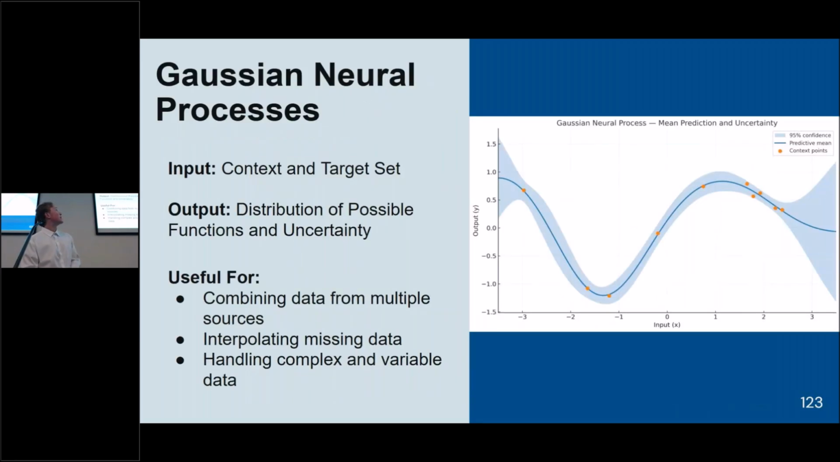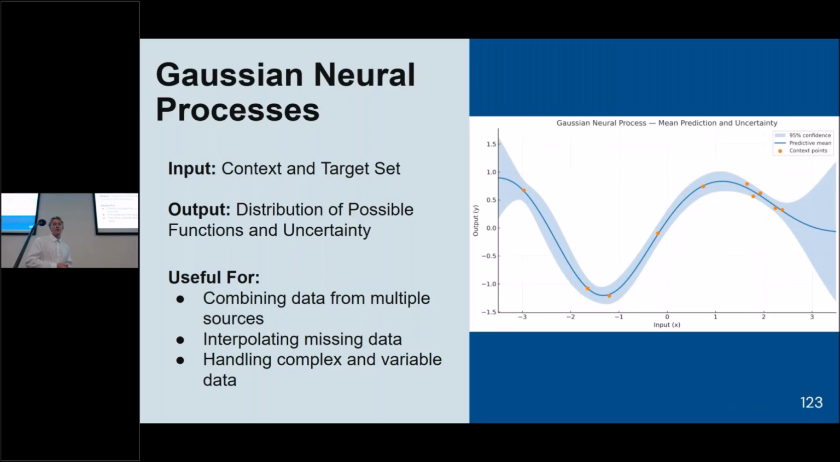I won't go too in depth here, but a little bit of background in how we train our models. Gaussian neural processes take a number of context sets and a target set, with the goal being to map the context sets to the target set. And then they output a distribution of possible functions as well as uncertainty. In this plot, the orange dots are context points, the blue line in the middle is essentially the best function that our model could find to map to these context points, and the highlighted region is the uncertainty.